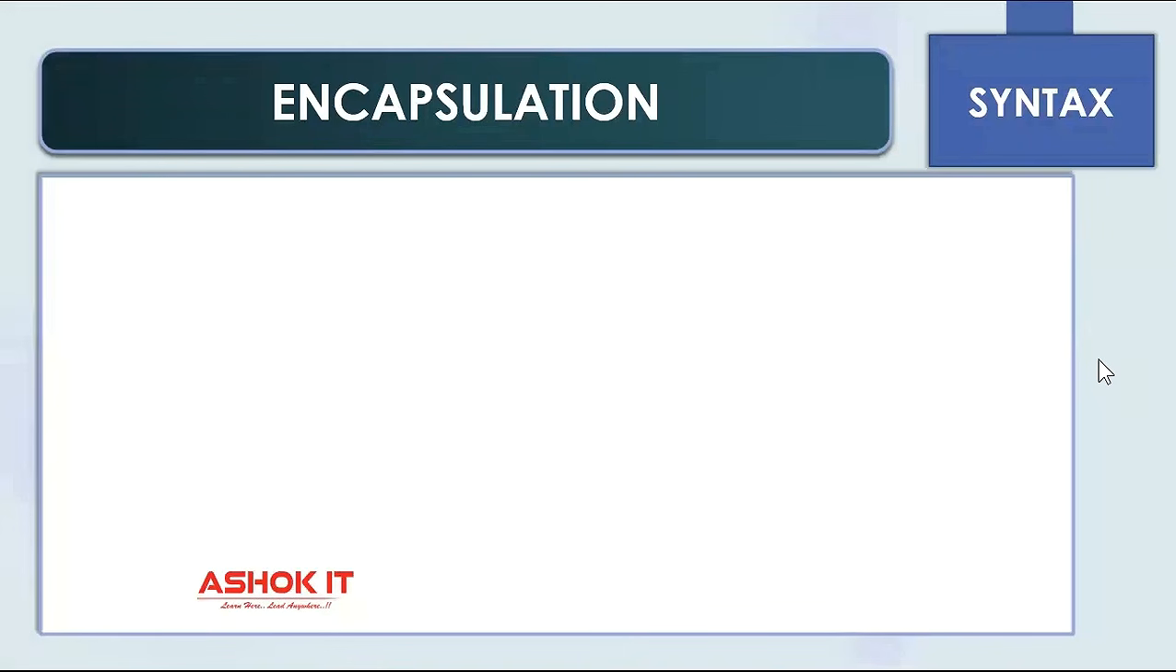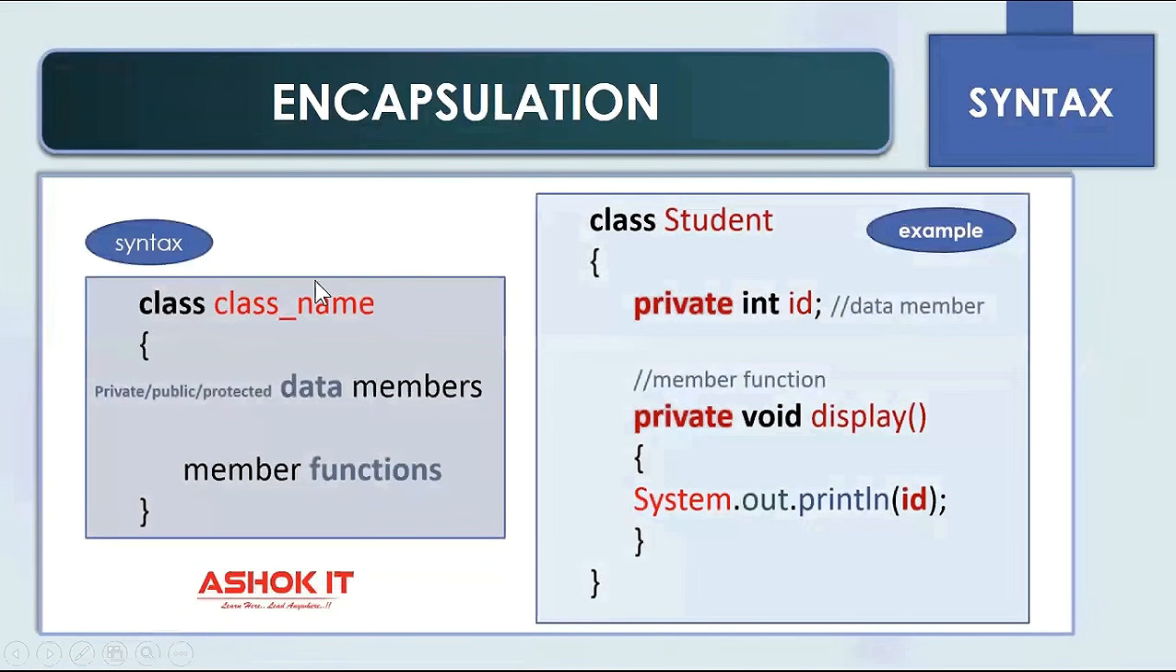The syntax for using encapsulation in Java is nothing but the use of a class. The class keyword is followed by the class name, and within the class are data members and member functions. Access to data members and member functions can be controlled using access specifiers like private, public, and protected. When we declare a data member or function as private, it is accessible or visible only within that particular class. We cannot access it outside of this class. To see it practically, let's look at the program in Eclipse.